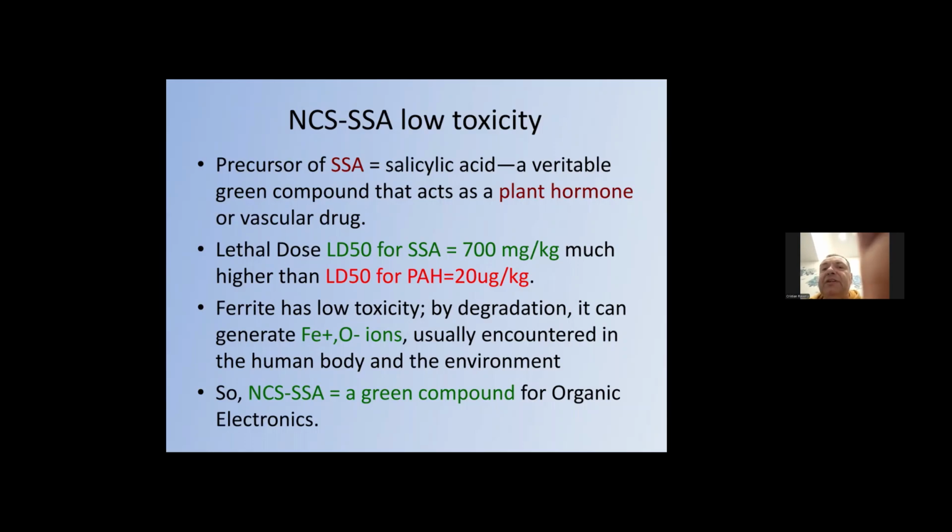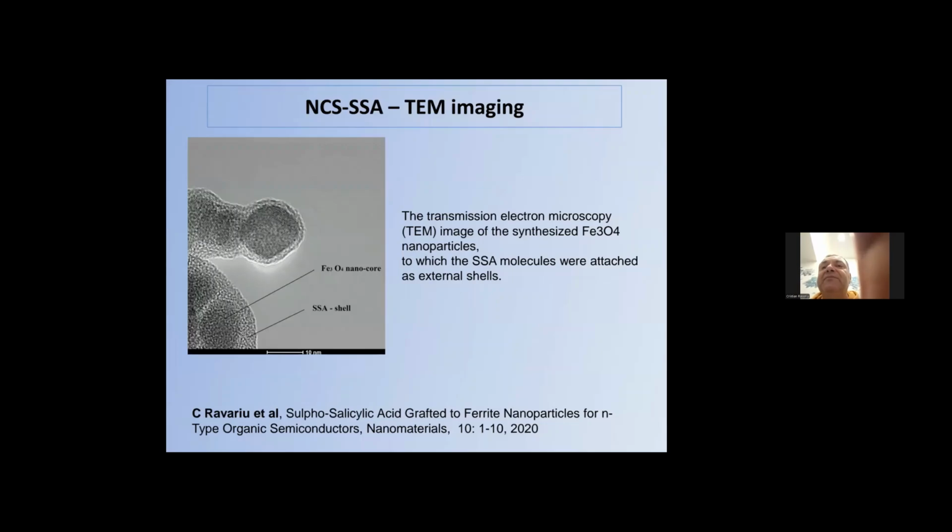The other part of the molecule, ferrite, magnetite, also has a low toxicity because why? By degradation, it can generate ions of iron and oxygen. And iron and oxygen are usually encountered in the human body and in the environment. This SSA compound is, however, a much more green compound for organic electronics than polyaromatic hydrocarbons.